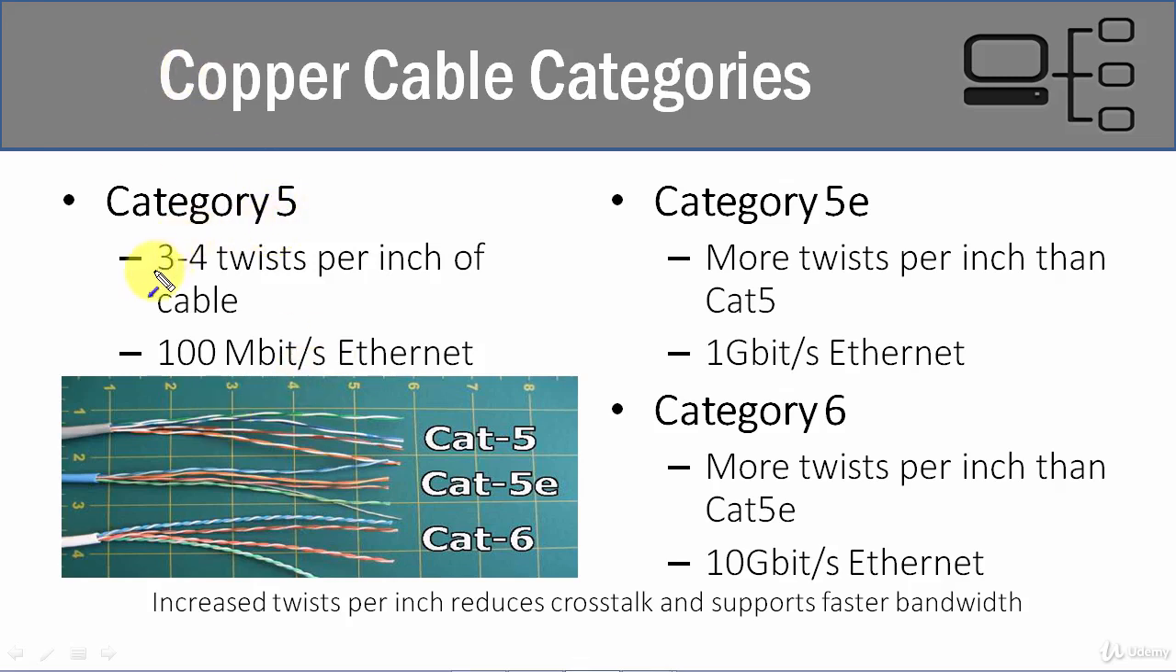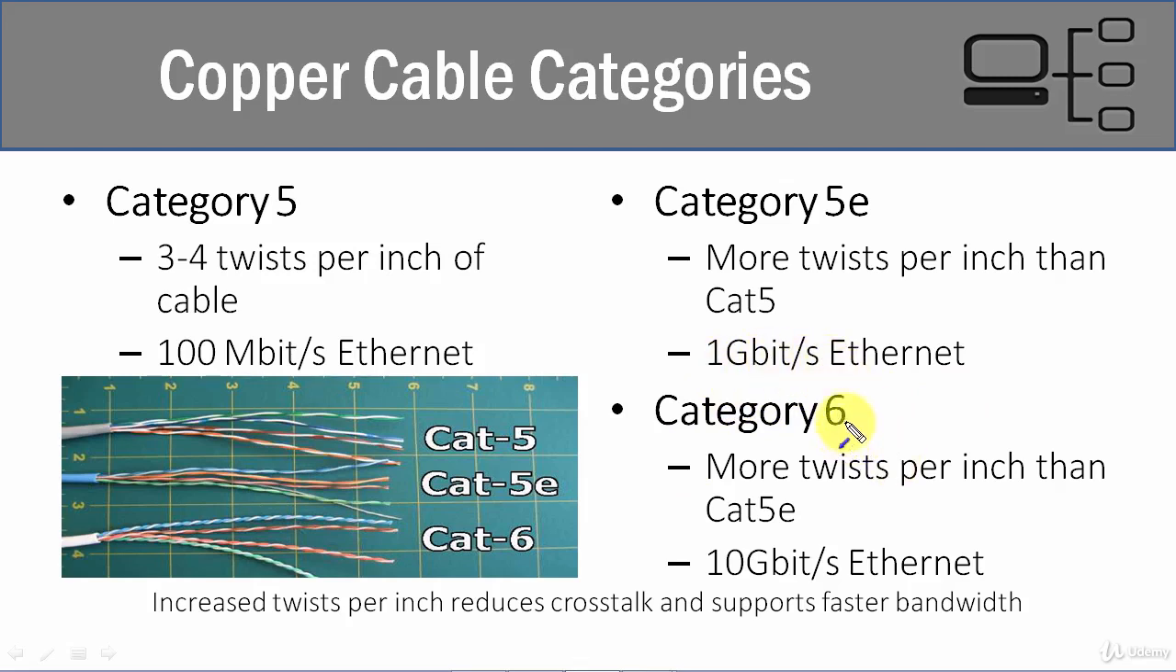So for category 5, it's 3 to 4 twists per inch of cable, which is right here. And that'll support up to 100 megabit per second Ethernet. And Ethernet is simply when we're talking about networking. Category 5E has more twists than Cat 5, and what you'll notice here is that you can see more twists, and it supports 1 gigabit per second network speed.